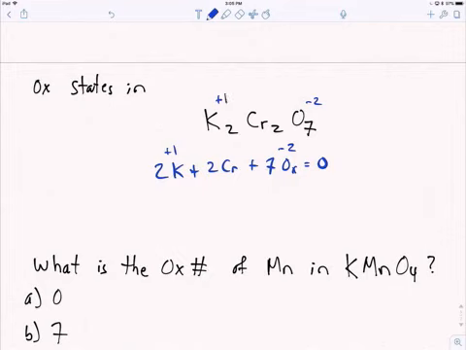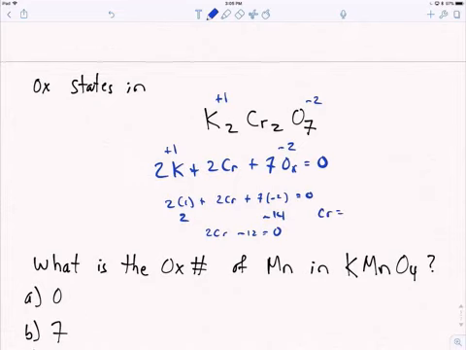Chromium now, the question is what to do about chromium. 2 times 1 plus 2 chromiums plus 7 times -2 equals 0. This is then 2, this is -14, so 2 chromium -12 equals 0. Then that means chromium is +6.